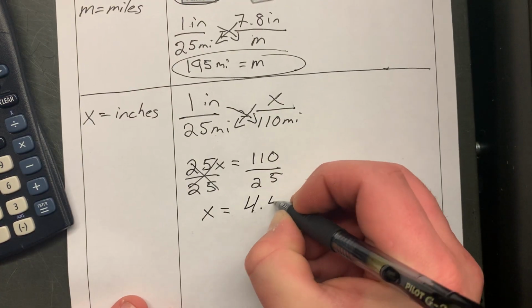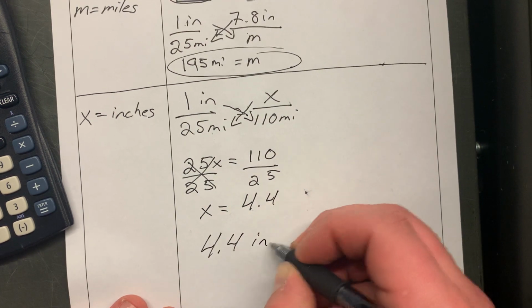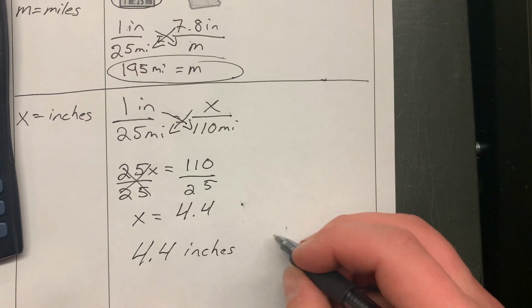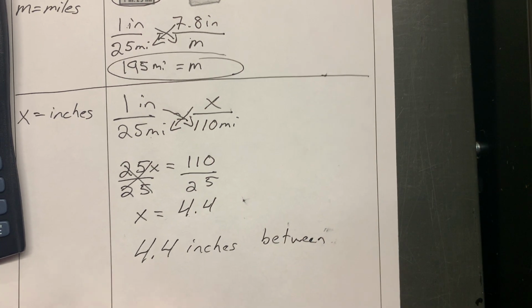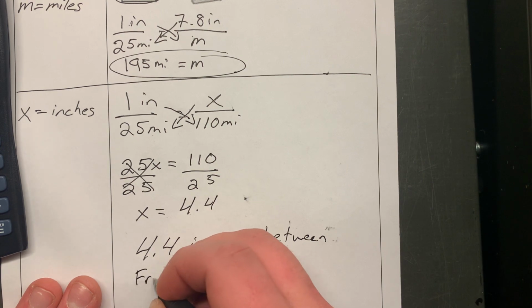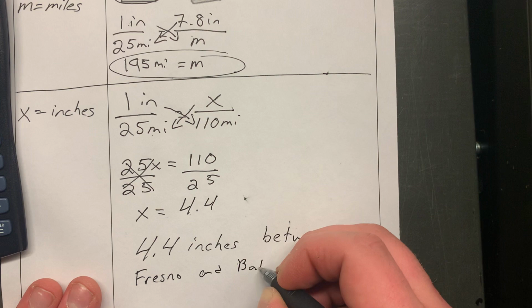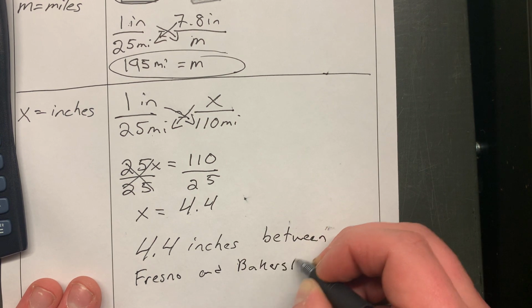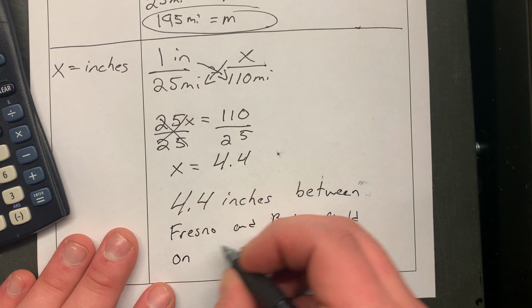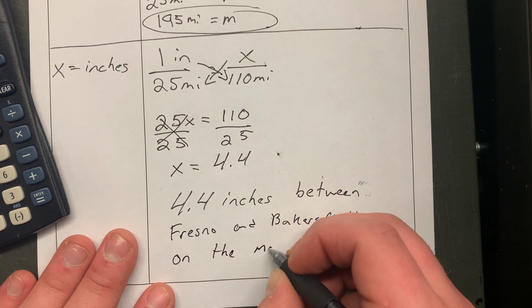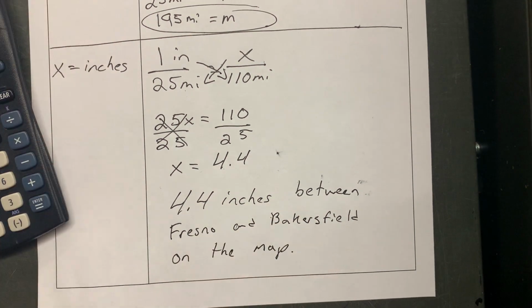And now that I have it, I need to label it correctly. There are 4.4 inches between Fresno and Bakersfield. And let's be even more specific and say on the map. And that's the solution to the second part of this problem.